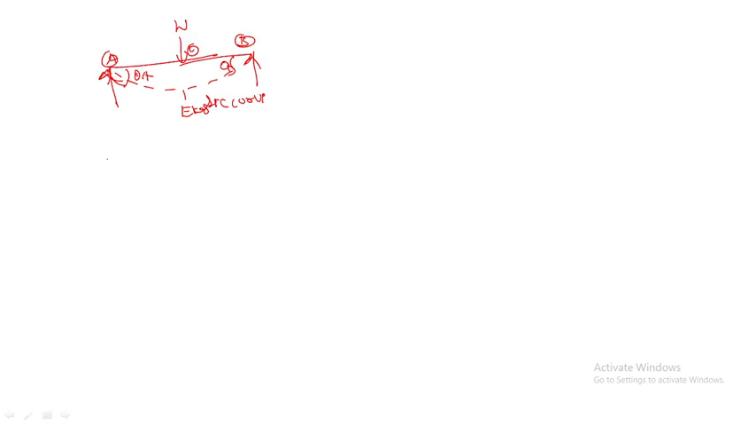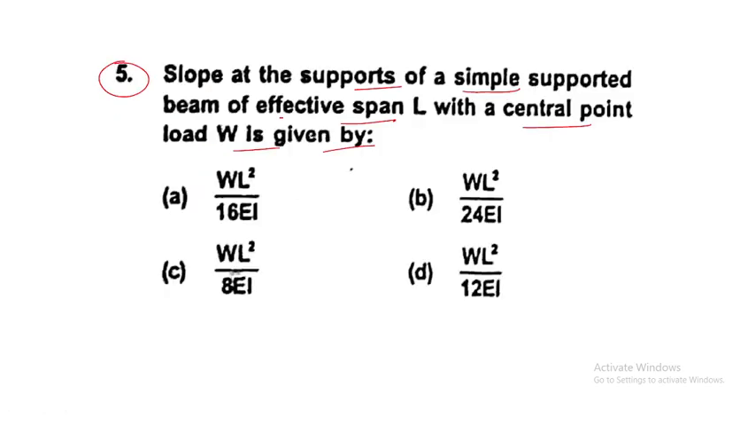So theta A and theta B equals to what? WL square by 16 EI. WL square by 16 EI is the answer for this given question. Okay, WL square by 16 EI.